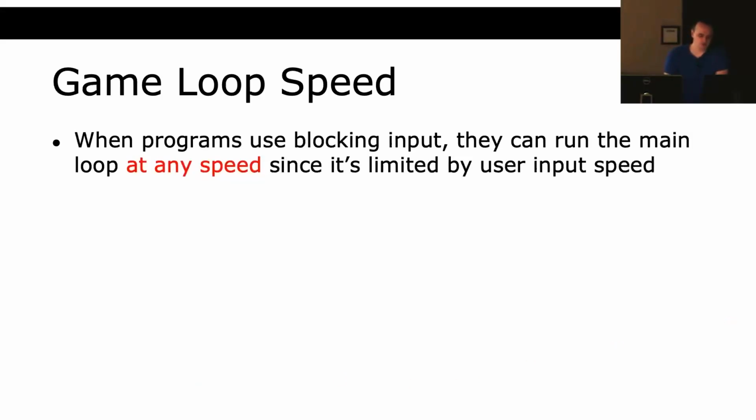Now, some of the rest of the stuff we have talked about, some of it we haven't. But the game loop speed is very, very important. When programs use blocking input, they can run the main loop at any speed that they want. This can be like running 1 trillion times a second or once per second. It doesn't really matter because you're just waiting for the user input. It's going to be blocking, and it literally can't go anywhere until you've done that. Since it's limited by the user input speed, we don't need to care about the speed of that while loop. We don't need to control it or worry about it.